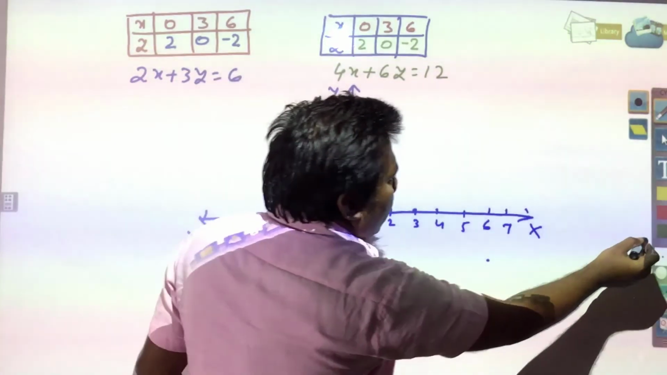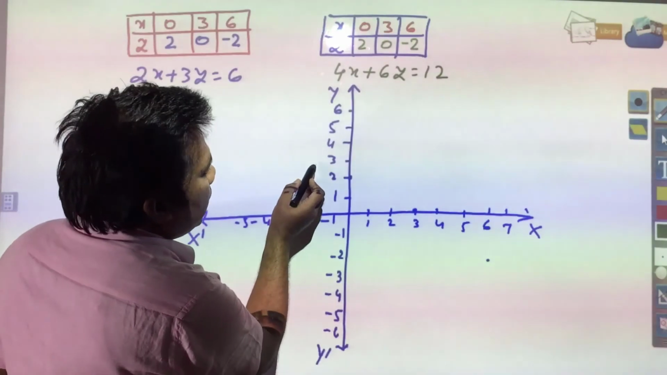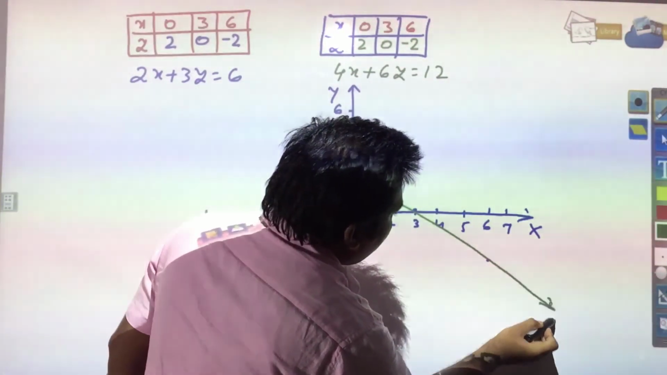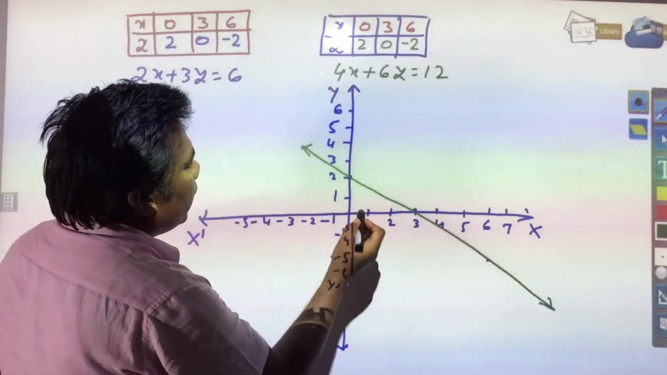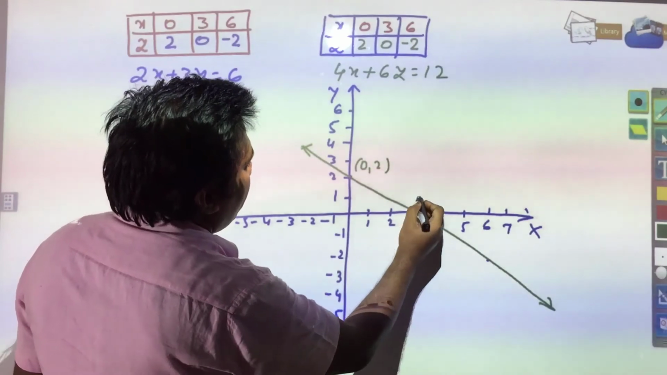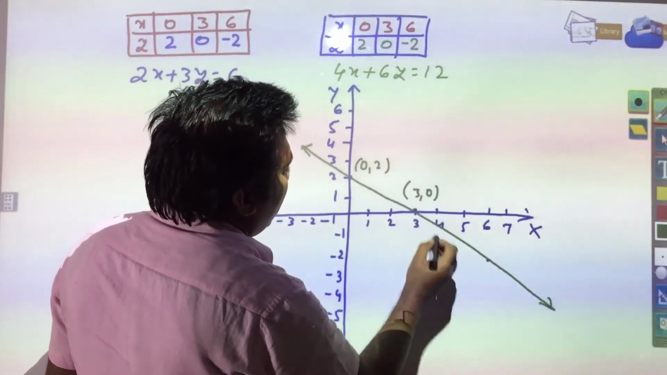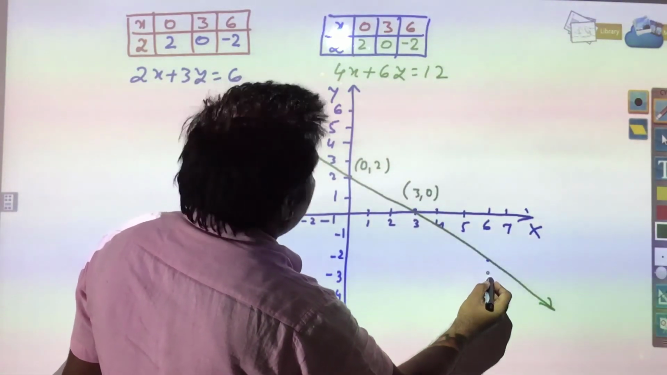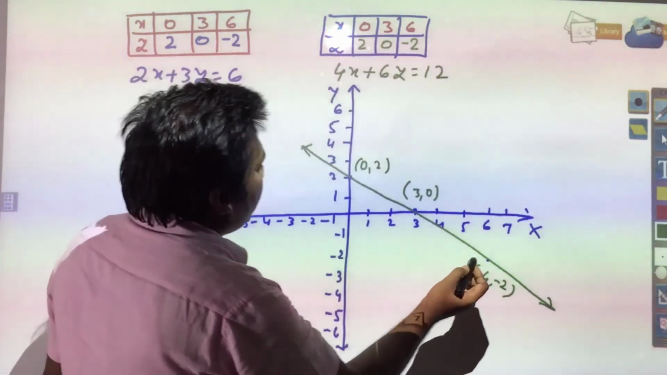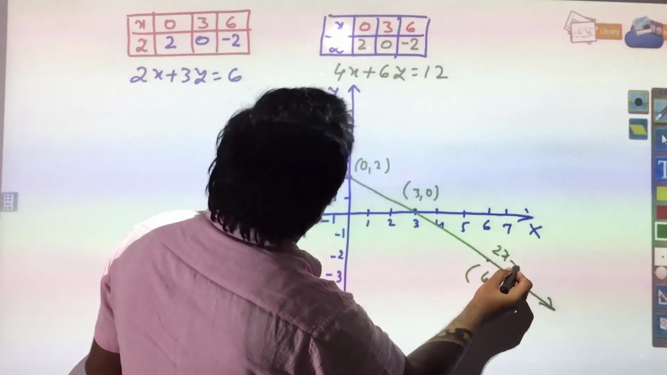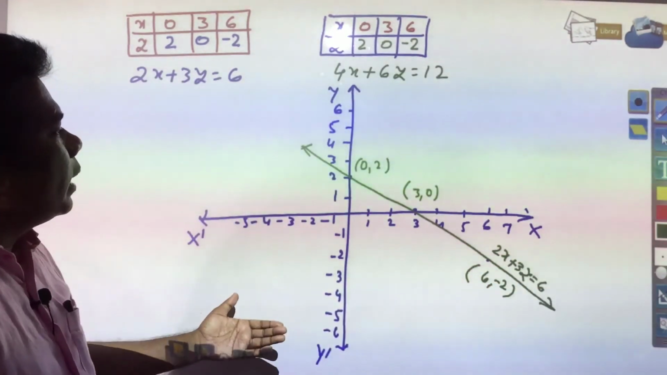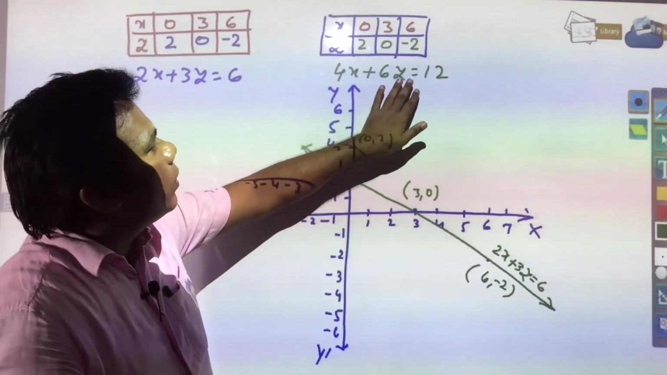Now you need to join the points with the help of a ruler in this way. So this is your line, with coordinates 0 and 2, here 3 and 0, and here 6 and minus 2. This line that you have got is for the equation 2x plus 3y is equal to 6. Now the second equation you have is 4x plus 6y is equal to 12.